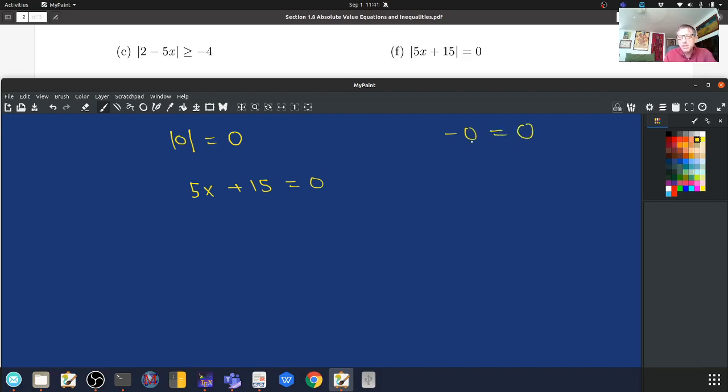0 is the only number for which this is true. For any other number a, minus a is not equal to a as long as a is not 0. But as soon as a becomes 0, that's the exception to the rule, and minus 0 is equal to 0. So I literally only have to solve this linear equation, and you should immediately get 5x is equal to minus 15, x is equal to minus 3. So our set contains one element, not two.